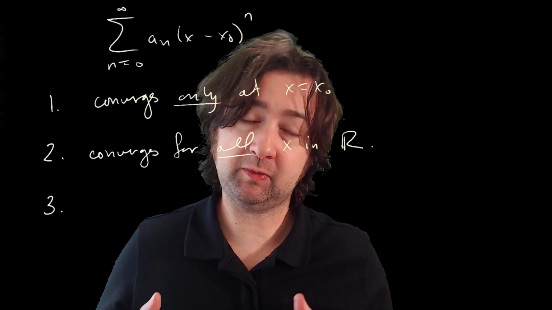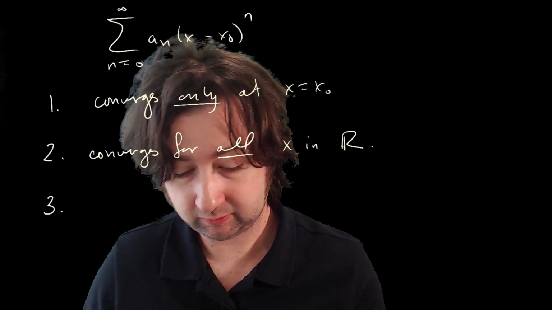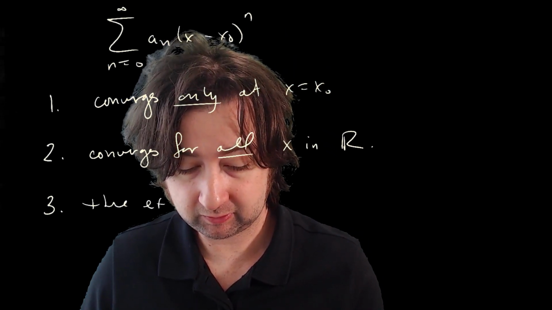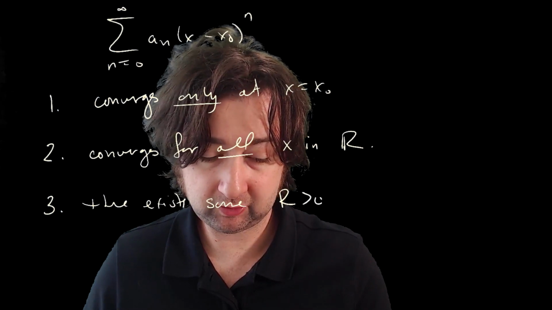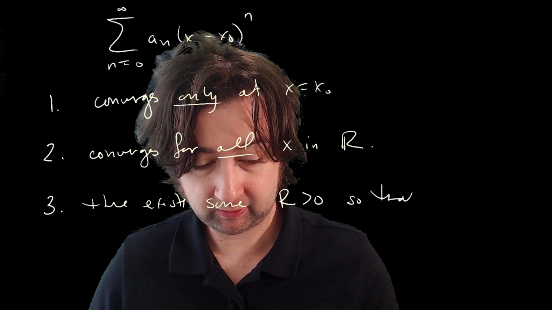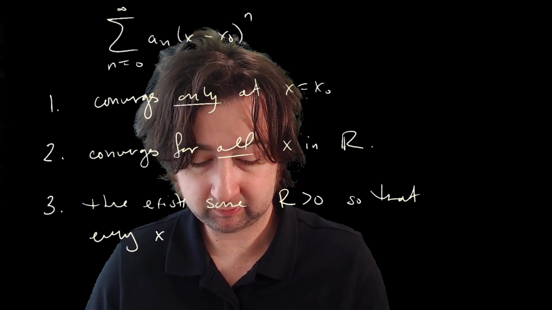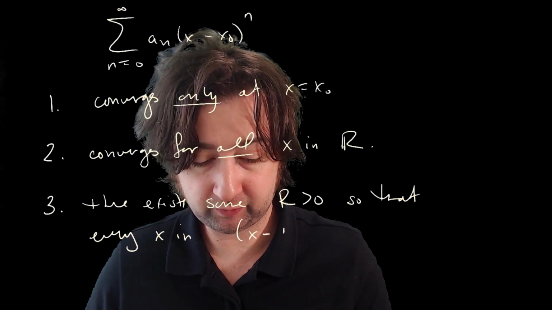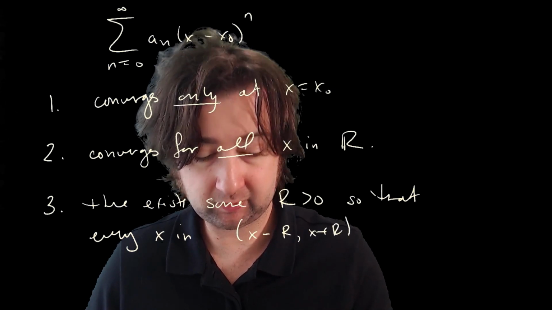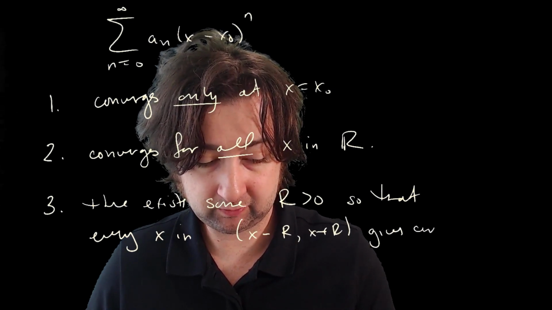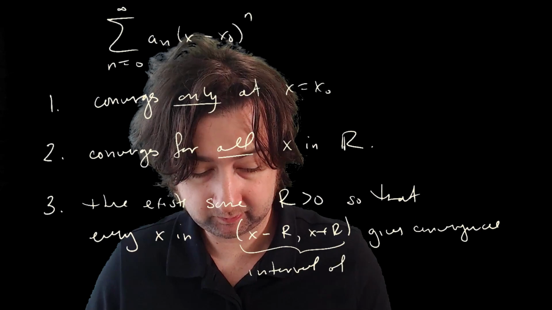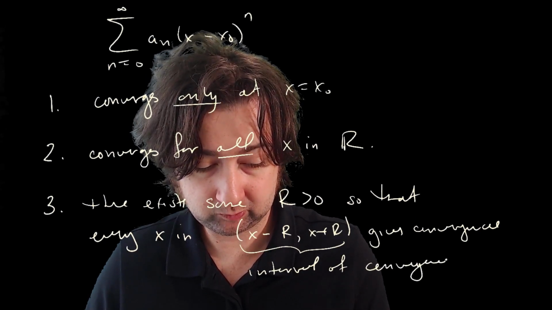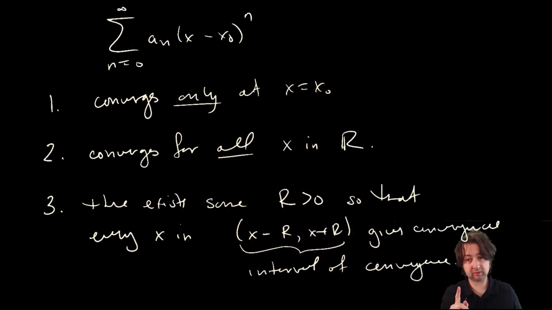The third case is that there's something called a radius of convergence. There exists some r greater than 0 so that every x in the interval from x_0 minus r to x_0 plus r gives convergence. And this thing is called the interval of convergence.